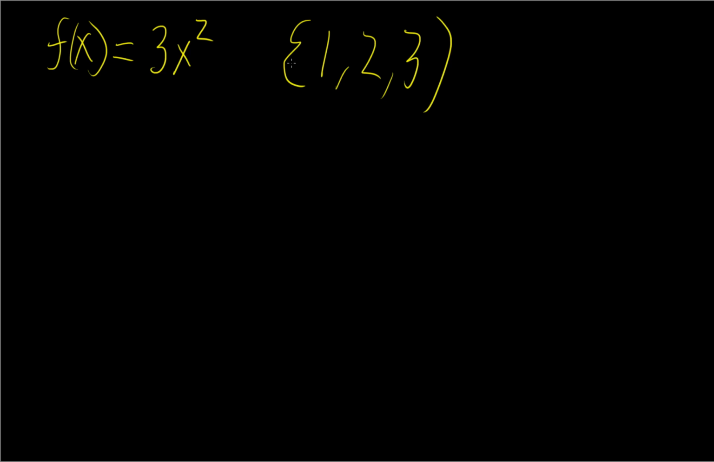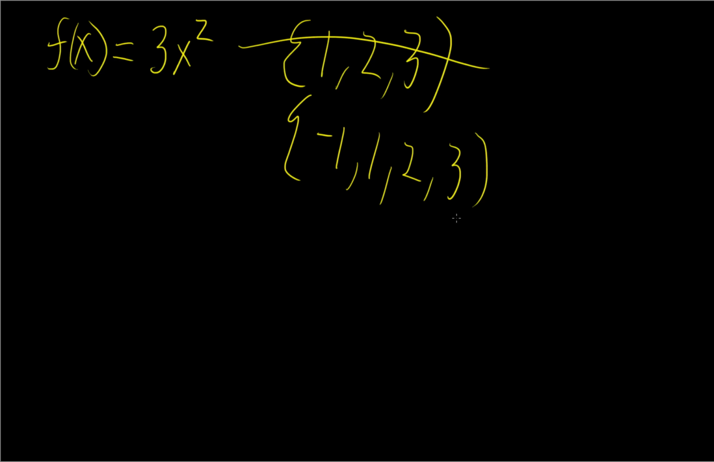So if our domain is the set 1, 2, 3, then our range is going to be the values that this function can be. And just for funsies, let's go ahead and make this negative 1, 1, 2, and 3. All right? So if I plug in negative 1 and square it, or 1 and square it, they both give me 1. So the possible values that it can be are 3.